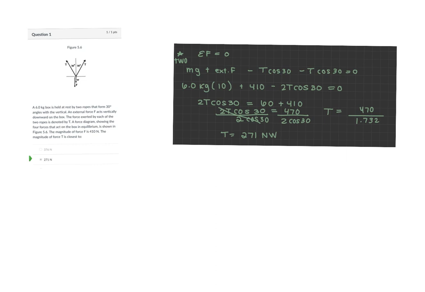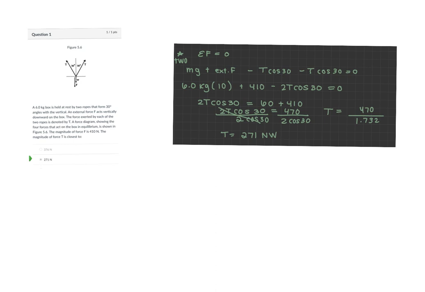So all the forces present here are the mass times the gravity plus the external force, which is that little f, minus T cosine of 30 minus T cosine of 30, so the two T's on the top, equals zero. We start plugging in the numbers. There's 6.0 kilograms times 10, which is gravity, plus 410, which is the external force, minus 2T cosine of 30 equals 0. So 2T cosine of 30 equals 60 plus 410, which equals 470.